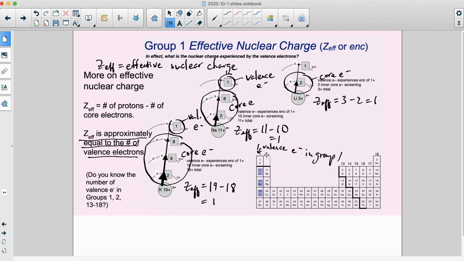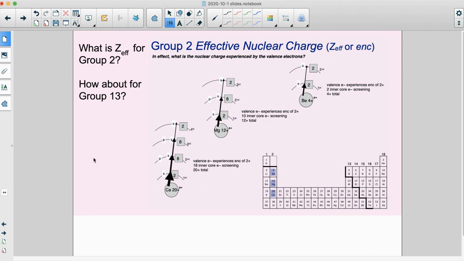So in group 2, and I ask a question of whether you know the valence electrons in groups 1, 2, 13 through 18, that will come up a lot. In group 2, we have 2 valence electrons. Guess what the effective nuclear charge is for group 2? Well, here we go. In group 2, let's take a look at calcium here. Z effective for calcium is going to be 20 protons minus the core. The core is 3 shells that are full, minus 18 gives us 2. Z effective is 2.